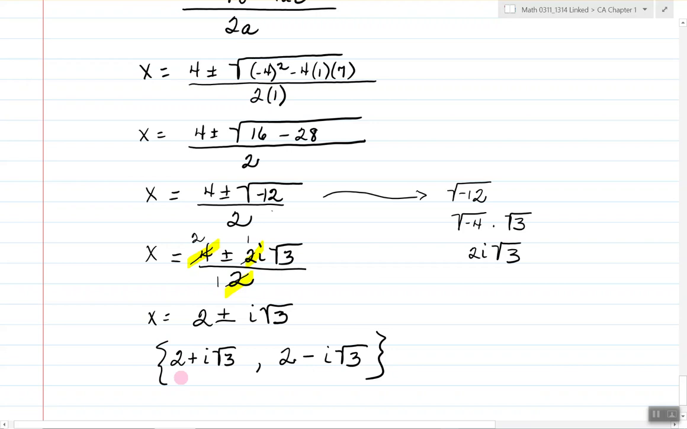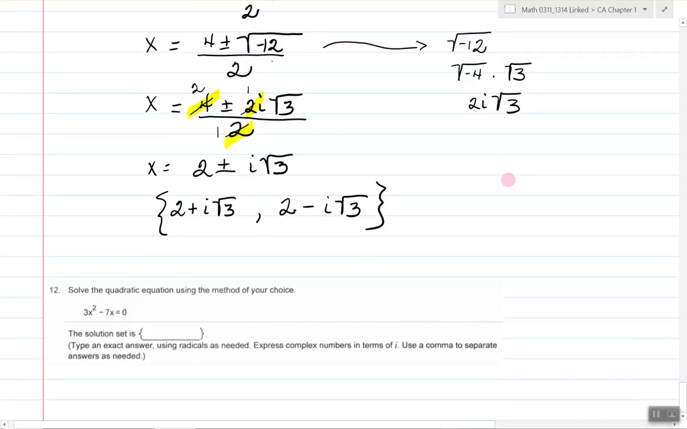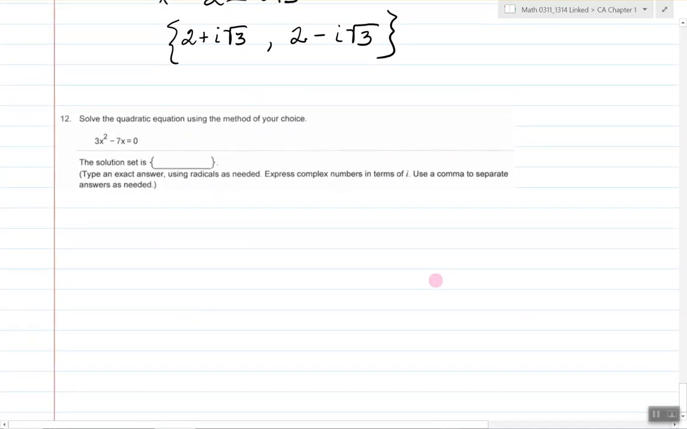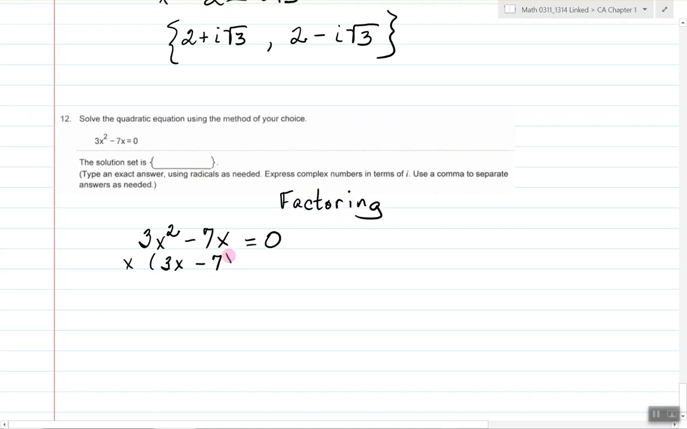All right, let's keep going. I think we only have one more problem to do, and I get to pick any method I want. Well, looking at this, it's equal to 0. I immediately see a common factor. That means I'm going to use factoring. Just because I've chosen a method in this video does not mean it's the method you want to choose. It's just what occurred to me. So I have 3x squared minus 7x equals 0. I see a common factor of x times 3x minus 7 equals 0.